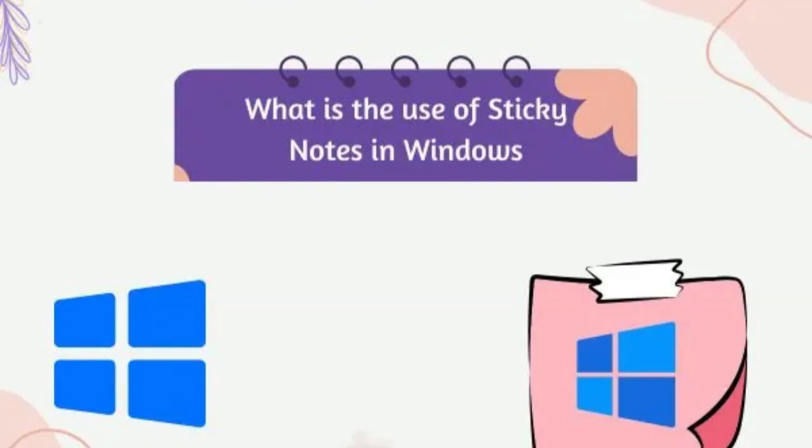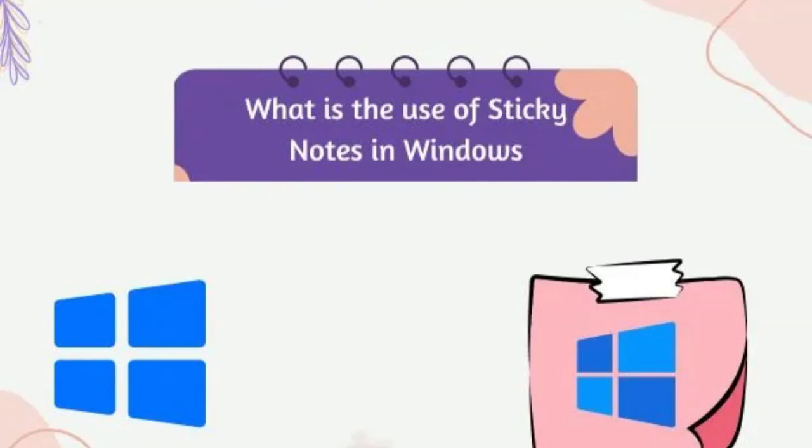First, to open Sticky Notes, go to the Windows search bar and type STI. There you will see the Sticky Notes icon first. Open it. When you open it, a yellow note will appear on your computer screen. The best thing about Sticky Notes is that you don't need to save it. It stays on the computer screen.